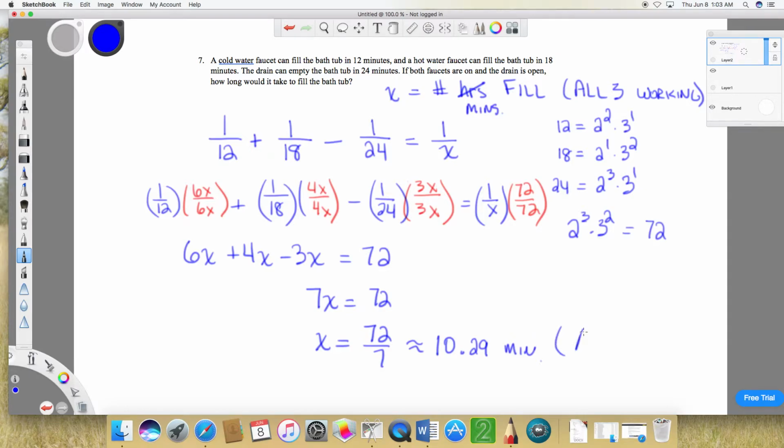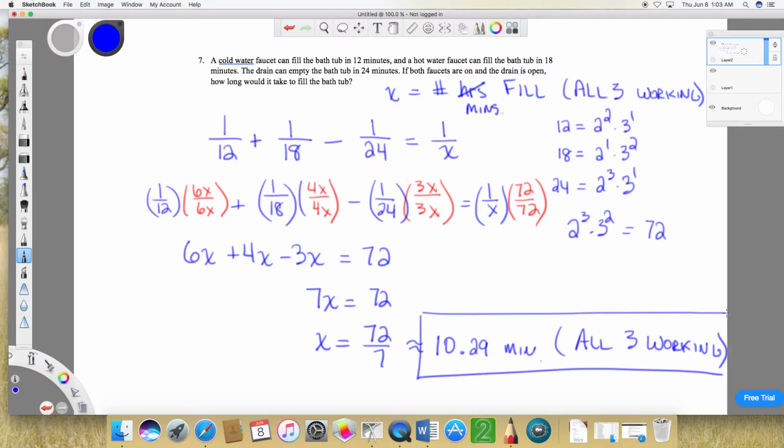And this was with all three working simultaneously. Both faucets were filling and the drain was emptying. And with those three doing their jobs respectively, all simultaneously, I'm getting that it will take 10.29 minutes to fill the bathtub.